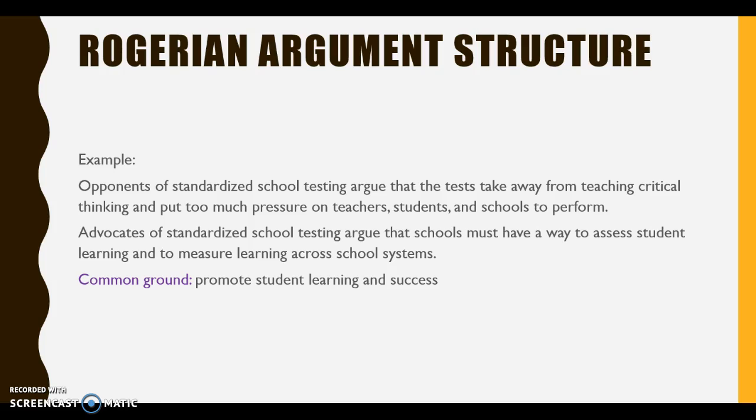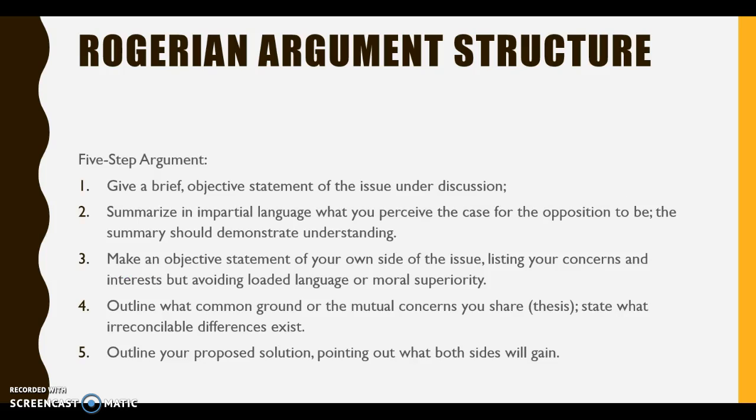So keep in mind that if we were working to write a Rogerian argument about something like standardized school testing, we're looking for what both sides value. We're looking at what they both hold in common or share, and that will be the common ground that can move us forward toward a solution. So the Rogerian argument structure has 5 basic steps. It's a fairly simple model that you follow, and you can create a clear Rogerian argument.